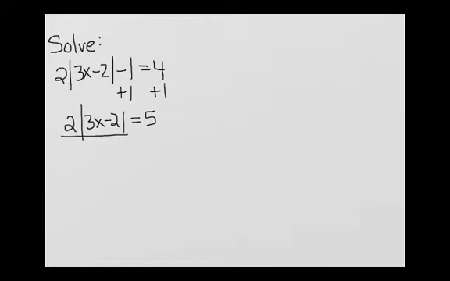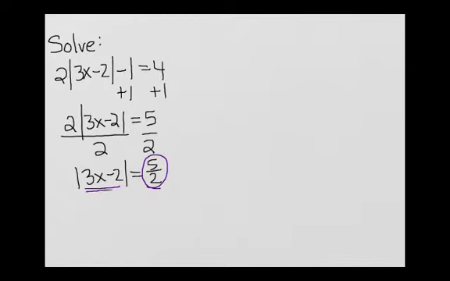And then we're going to divide both sides of the equation by 2, and that gives us the absolute value of 3x minus 2 is equal to 5 halves. Now, looking at what we have here and thinking about this expression, this is telling us that we take the absolute value of 3x minus 2, and the result is 5 halves.